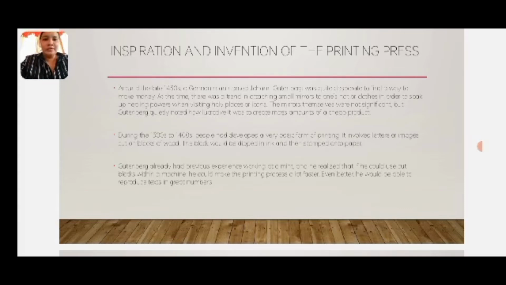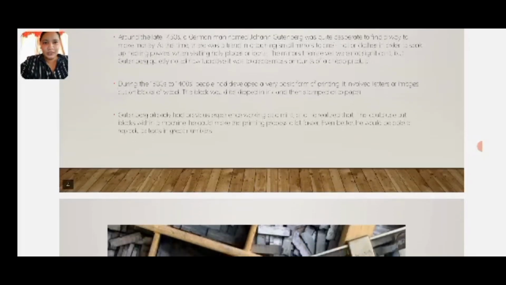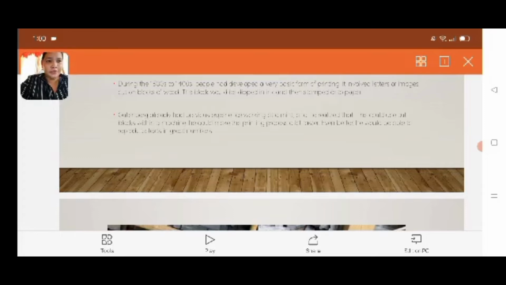During the 1300s to 1400s, people had developed a very basic form of printing, which involved letters or images cut into blocks of wood. The block would be inked and then stamped onto the paper. Gutenberg already had previous experience working in a mint, and he realized that if he could use cast blocks with a machine, he could make the printing process a lot faster, and even better, he would be able to reprint the text in great numbers.